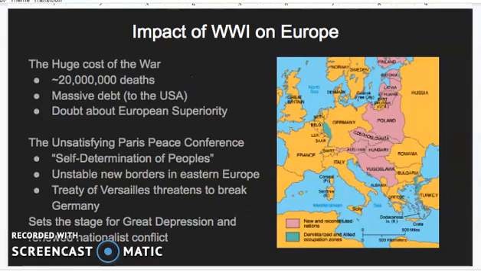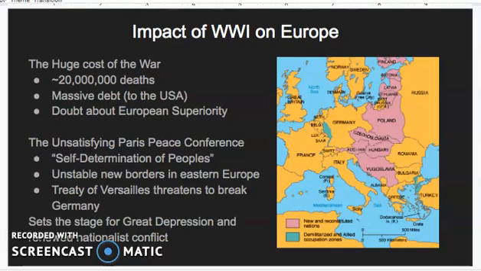So let's start by looking at the impact of World War I on Europe. World War I was primarily a European struggle. Some people have even called it the European Civil War. In this struggle, the major powers of Europe basically pick sides and then spend 4 years murdering each other with incredible efficiency. In 4 years, almost 20 million people are going to die in Europe.